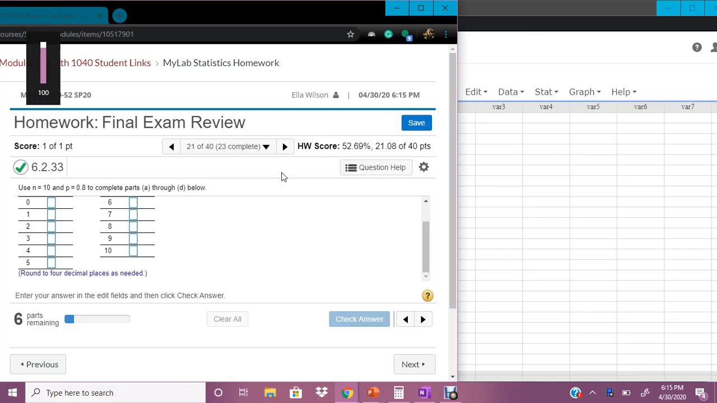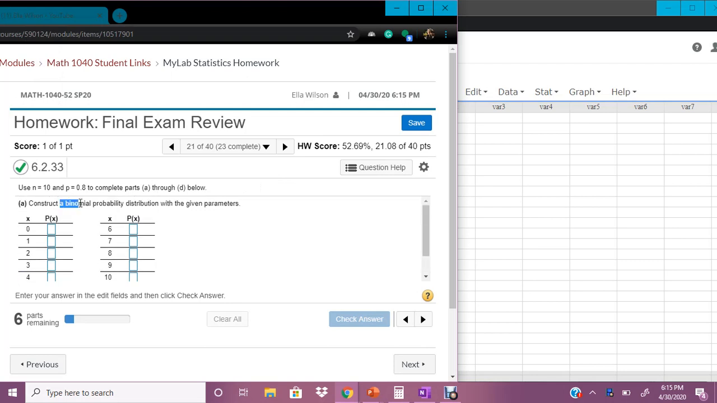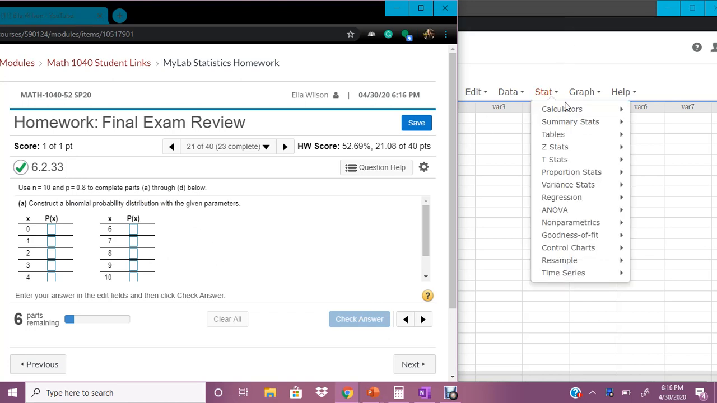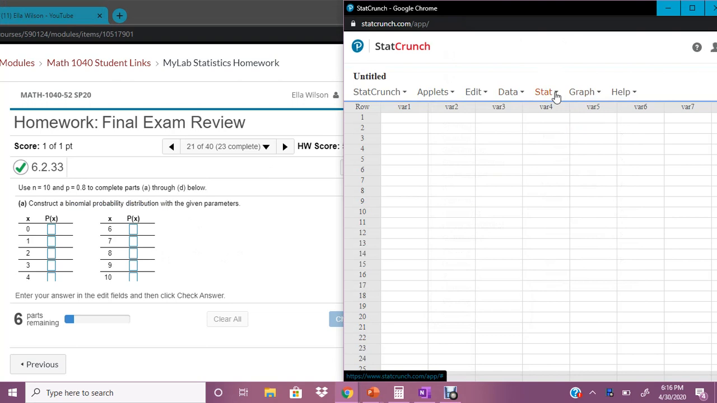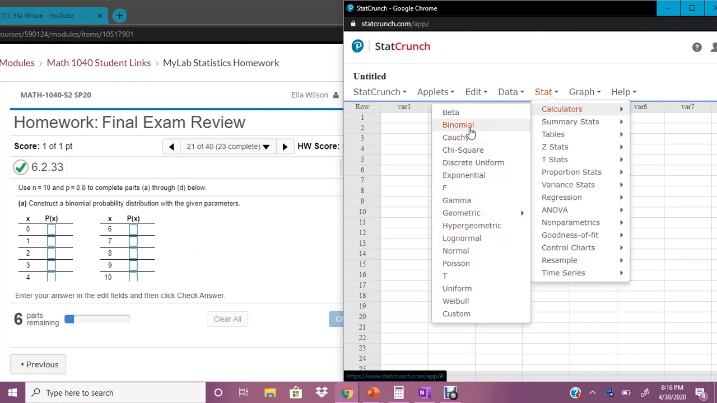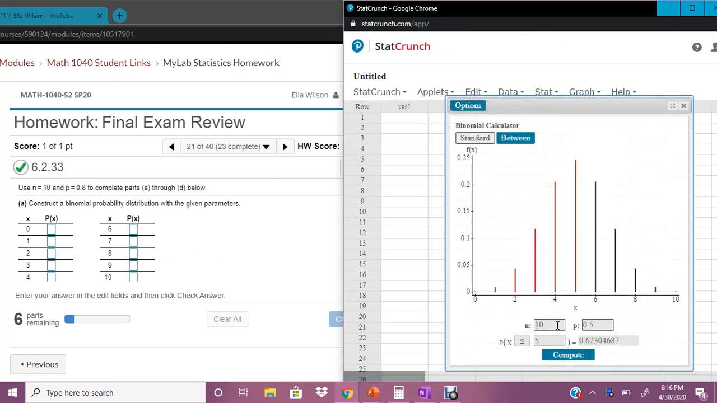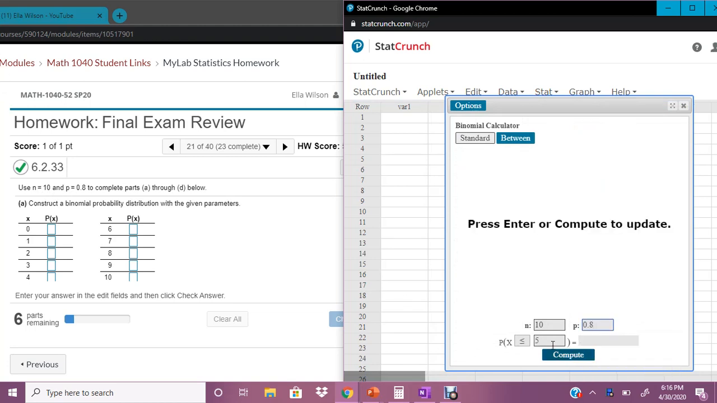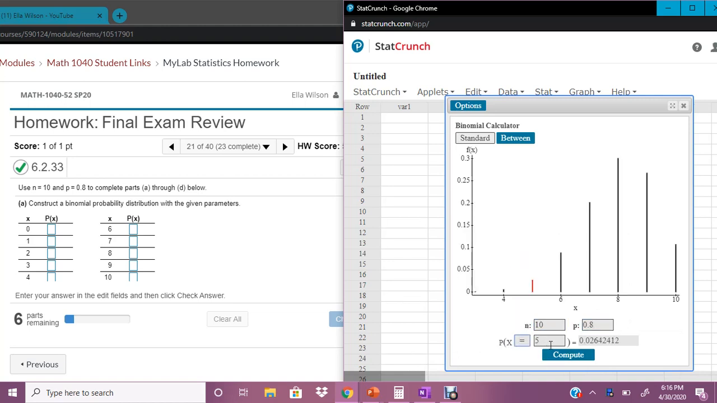Okay, so this is question 21 of the final exam review. We're supposed to construct a binomial probability distribution. What we're going to do is go into stats, calculators, and then binomial. We input our n equals 10 and our p equals 0.8, and we just have to go through, change that to an equal sign.